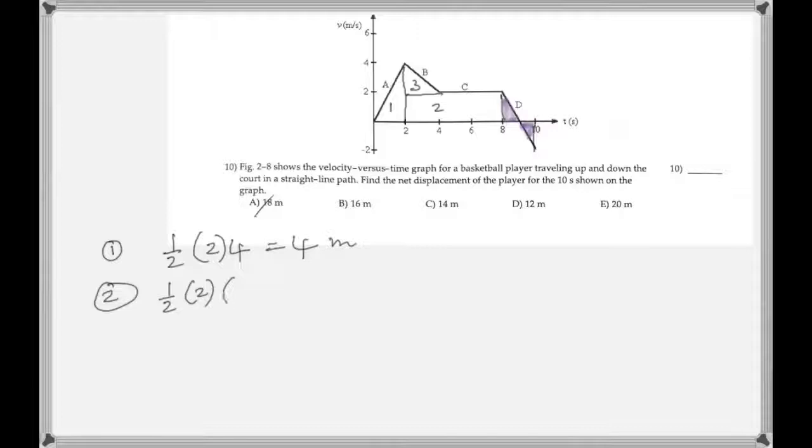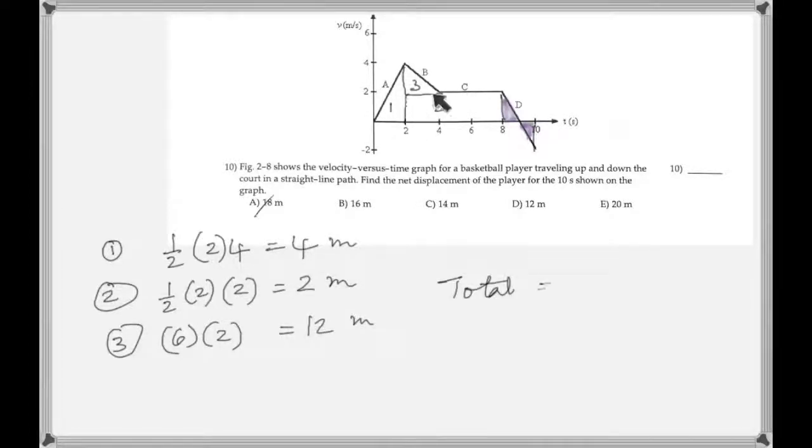Find the area of all three, add them up. The area of this triangle is 1/2 times 2 times 4. This is half times 2 times 2. And then this one is 6 times 2. Total 18 meter. That's it.